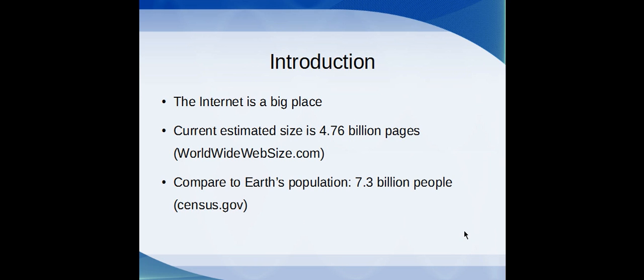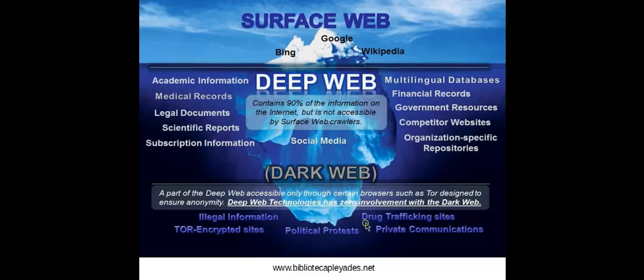So, introduction. The internet, as we all know, is a very, very big place. It is currently estimated that the size of the internet is about 4.76 billion pages. An interesting comparison is that the current Earth population was about 7.3 billion people. That just gives you an idea of how big the internet really is.